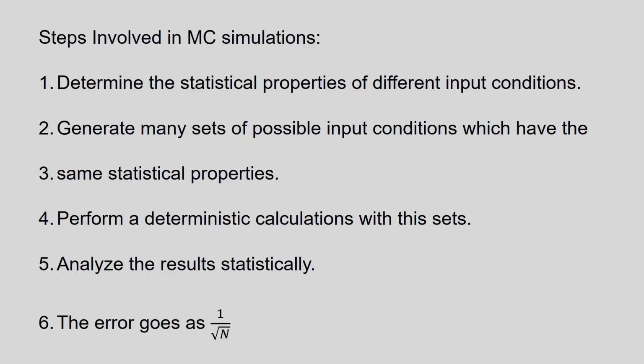So, let us look at some of the steps involved in the MC simulations. Determine the statistical properties of different input conditions, and generate many sets of possible input conditions which have the same statistical properties. Then perform a deterministic calculation with these sets and analyze the results statistically, and the error is found to go as 1 by root n.